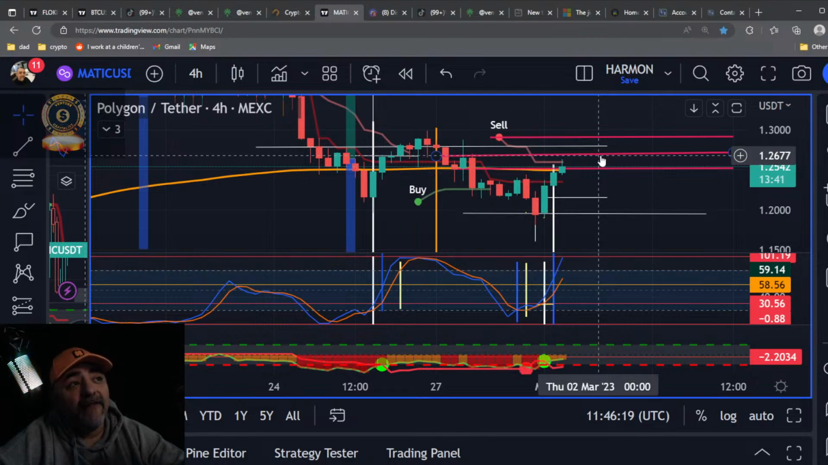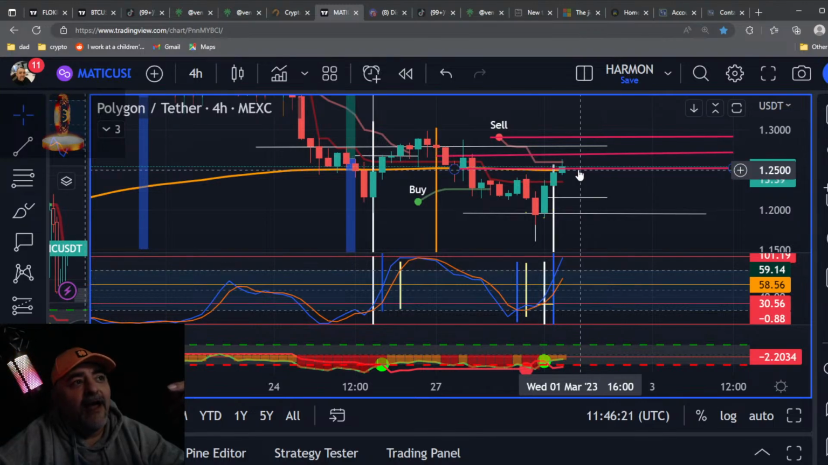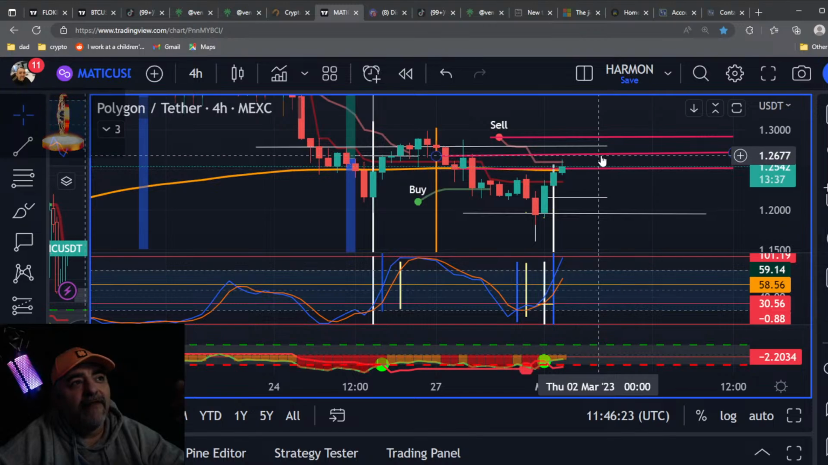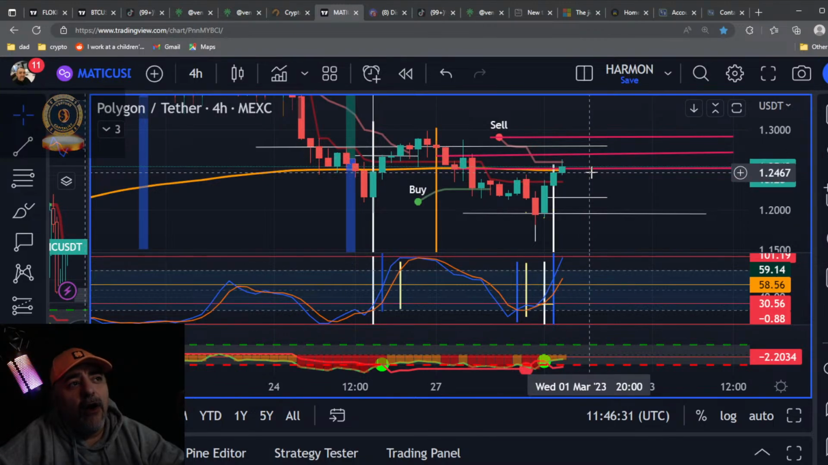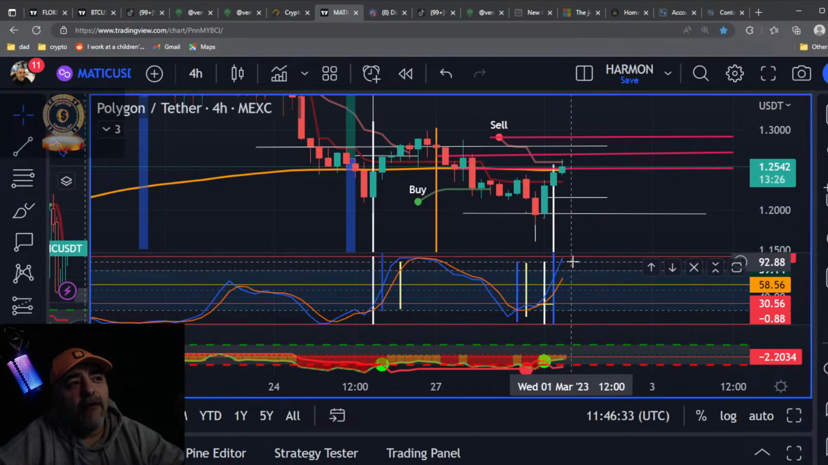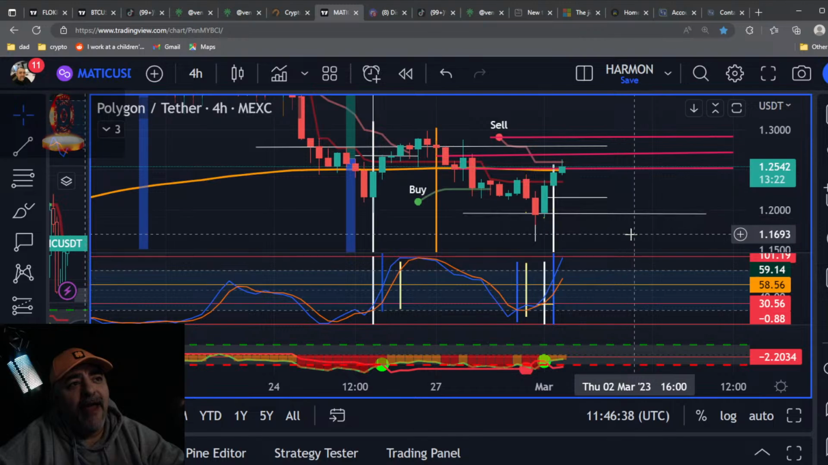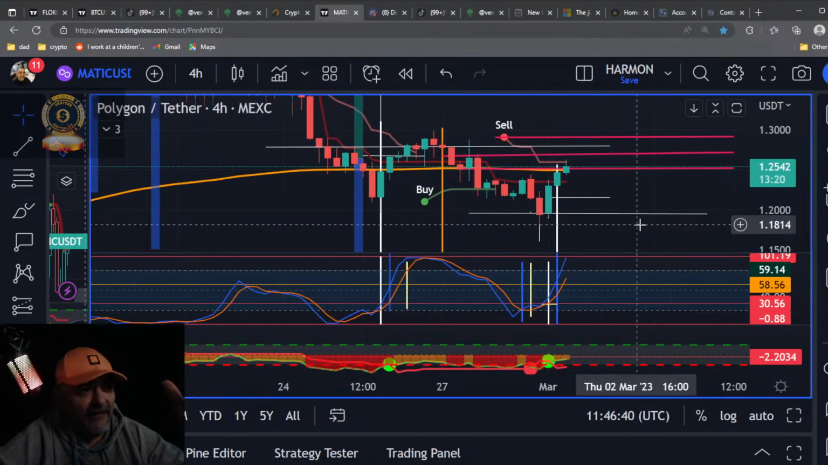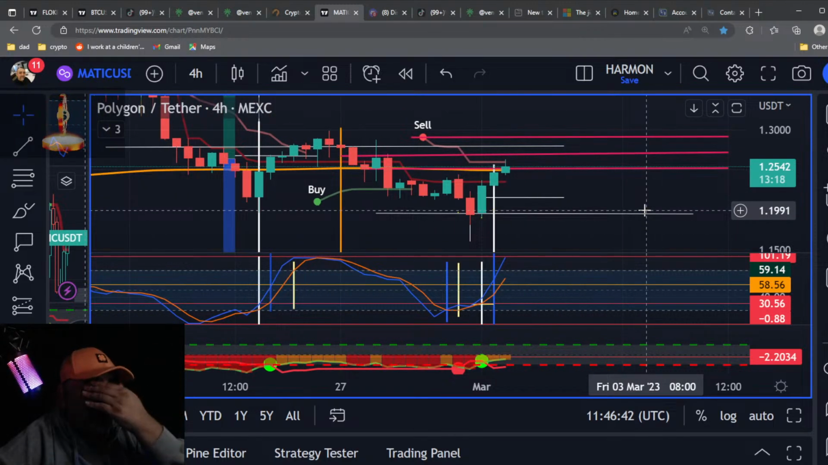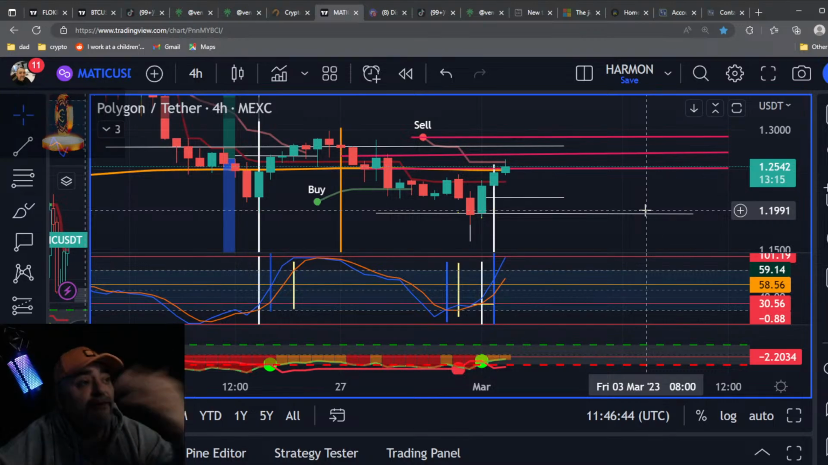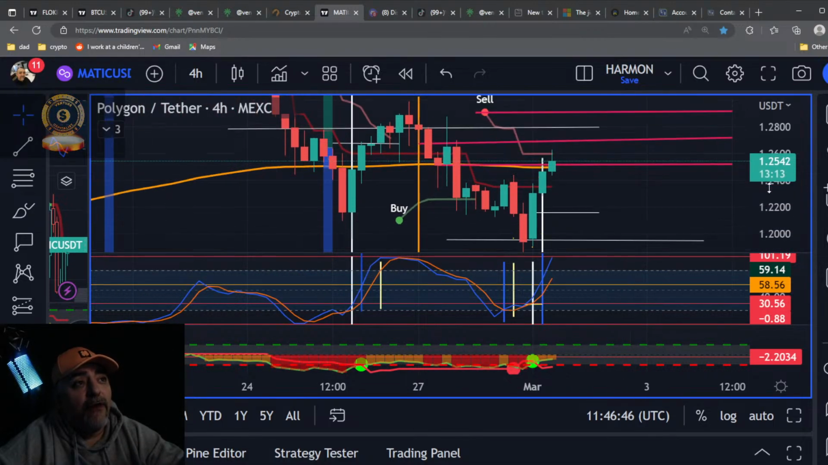That's why we have this middle line here, because I don't expect Matic to break this line. I expect it to probably reject around that area. That will become the short, and we will short Matic very heavily all the way down. Once this 4-hour RSI bends to the bottom, we're going to short Matic all the way down, and we're going to run that down to probably 97 cents or something like that over the next couple months. But that's how you can understand how to trade with your RSI, right?